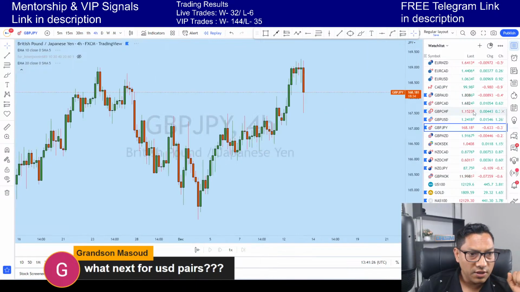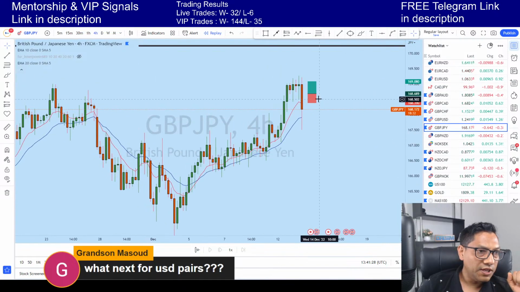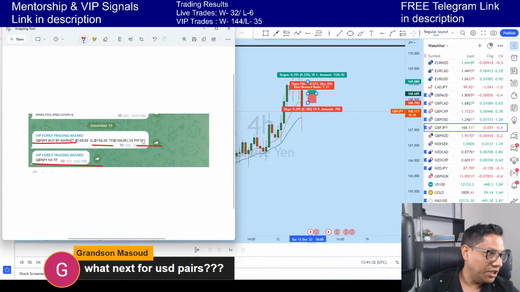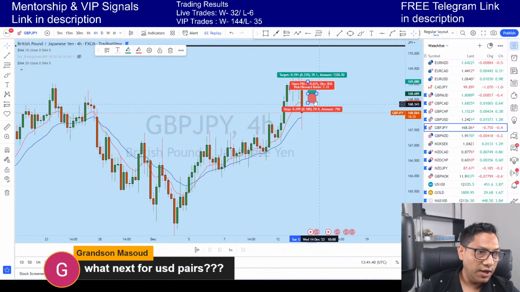Looking at GJ, we have seen early today also on the GBPUSD the trade that we closed in the London session, at the start of the London session or before it, and it was also an awesome trade, guys.